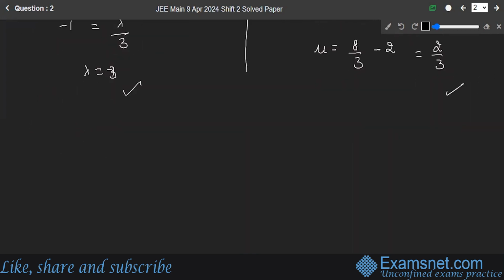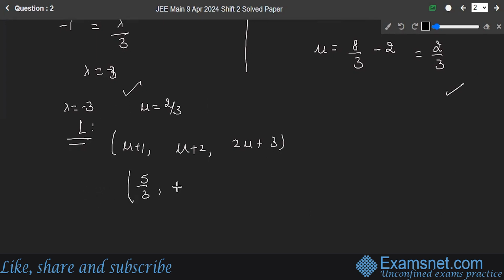So the point on L for which lambda is equal to minus 1 and mu is equal to 2 by 3, that point was given by mu plus 1, mu plus 2, and 2 mu plus 3. Yes, it was 2 mu plus 3. So this will be given by 5 by 3, 8 by 3, and 4 by 3 plus 3, which is 13 by 3. This is the general point on L.